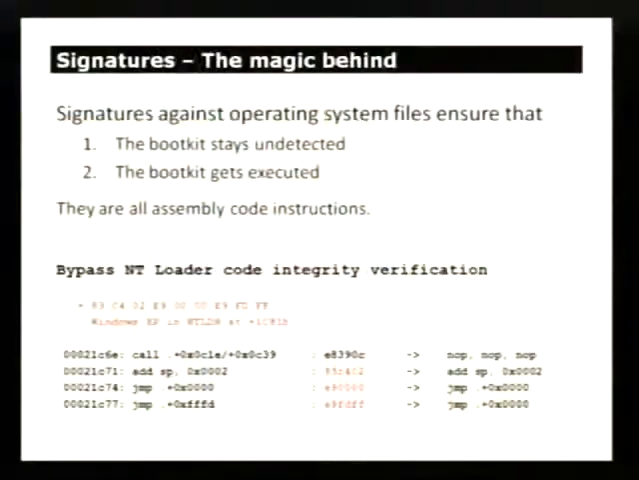And here you see the signature for bypassing the code integrity verification of NT loader, which are just some bytes. But these bytes are assembly code instructions, so they are always working for multiple operating systems, because even if you recompile it or if you modify it, the code will reappear and will work again.